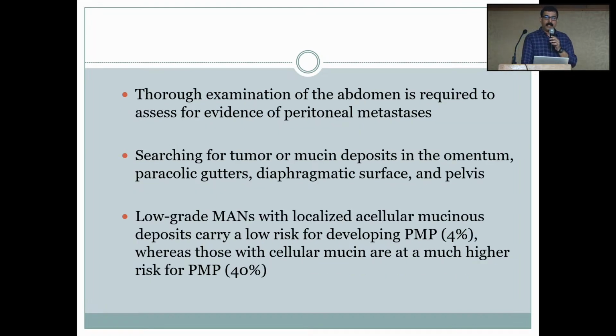Whenever we do a laparoscopy or an open procedure, a complete examination of the abdominal cavity, the peritoneal cavity, should be done, especially the diaphragmatic areas, the root of the mesentery, the paracolic gutters, and the pelvic peritoneum. All these have to be examined to make sure that there is no mucin deposit present in the abdomen, because that makes a difference in the management.